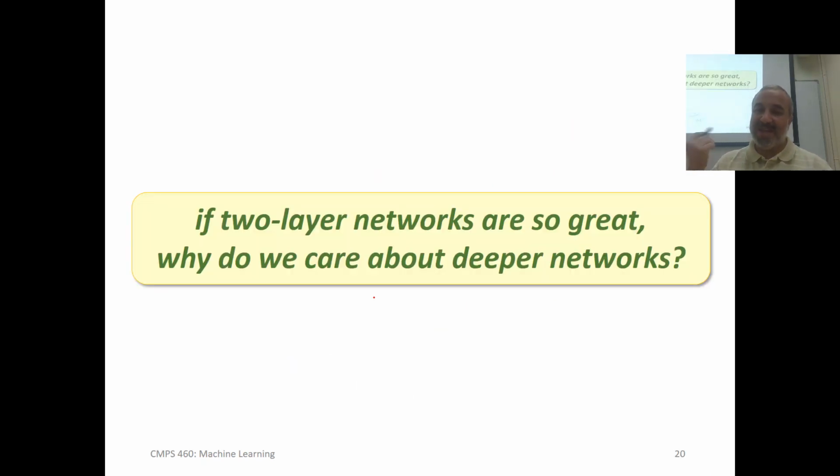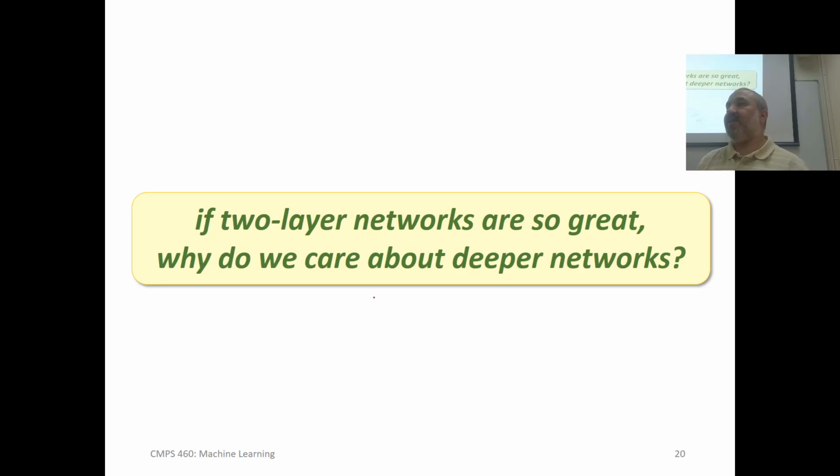As I said a few minutes ago, if two-layer networks are so great, so powerful, and can approximate any function, why do we care about deeper networks? I am sure you hear about deep learning now, right? Deep learning means we use deep networks. What do we mean by deep networks? More layers. Not thousands of layers, usually tens of layers, maybe 5, 6, or more. This is considered a deep network.